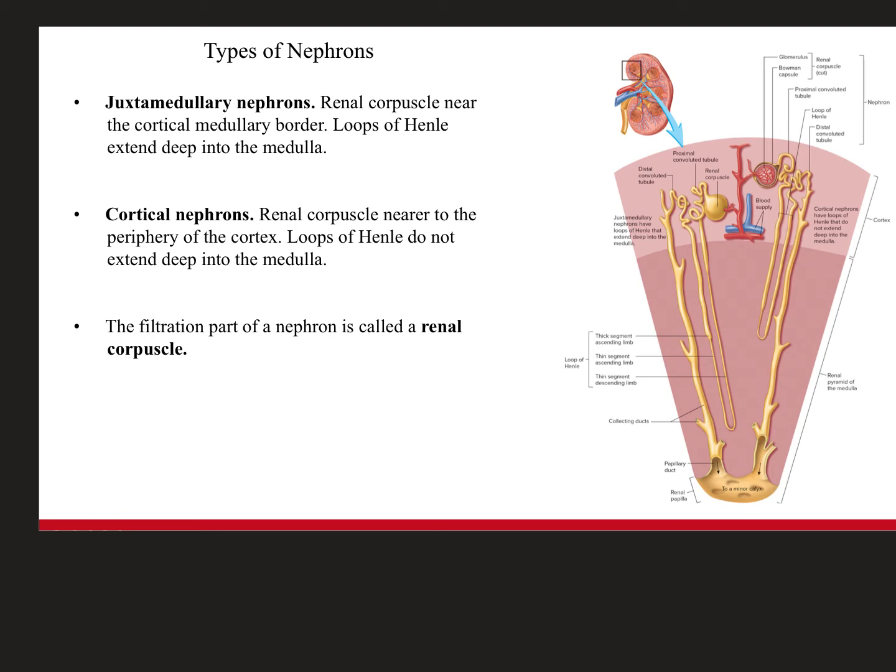You have juxtamedullary nephrons. So juxta means near. Medullary refers to the medulla. So the juxtamedullary nephrons are the ones that go all the way down into the medulla. They almost entirely cross the entire medulla. So you're looking at, for instance, this guy here, okay? And you see how long that loop of Henle is that extends all the way down there into the medulla.